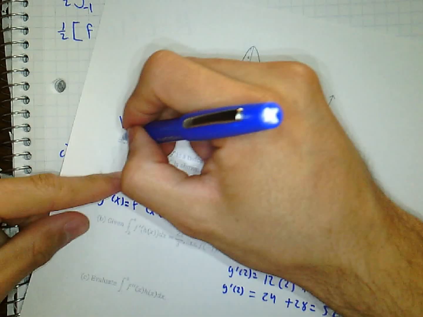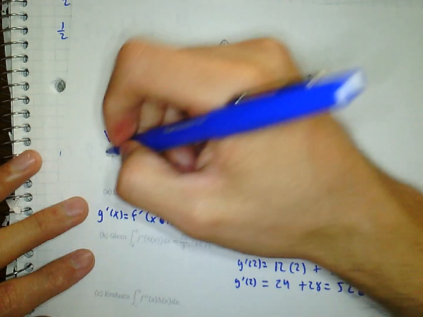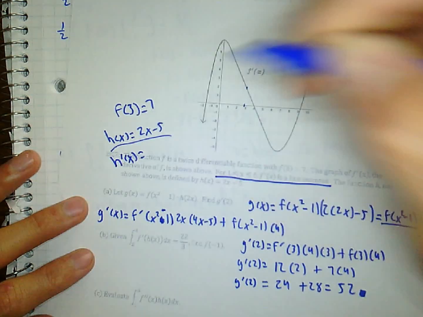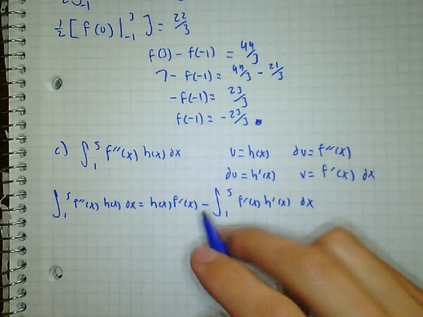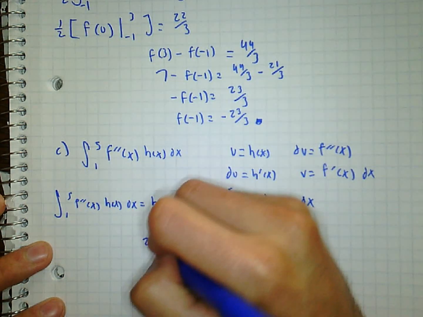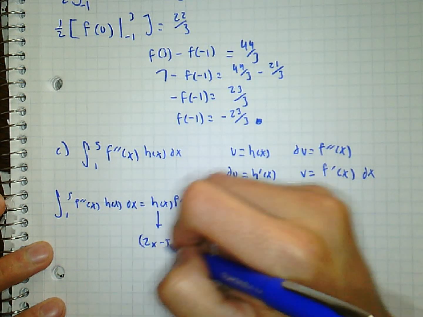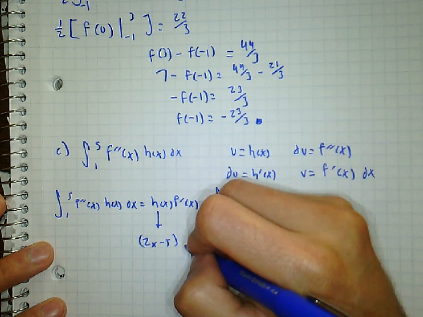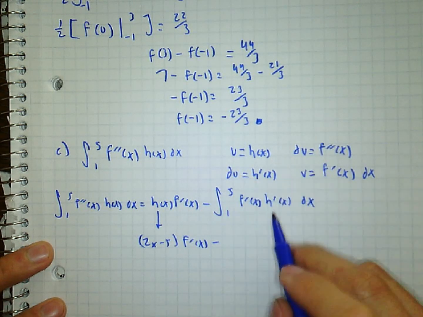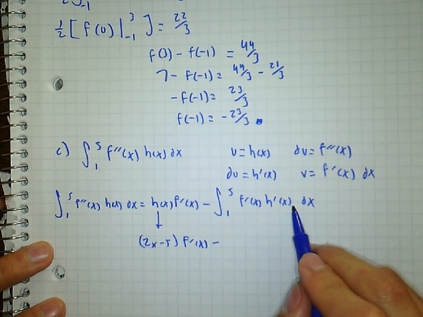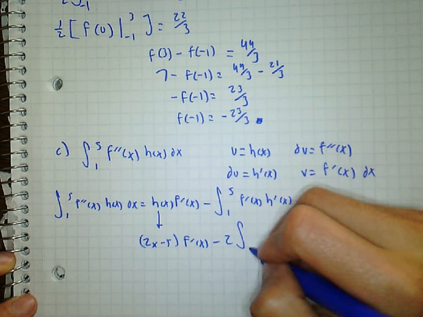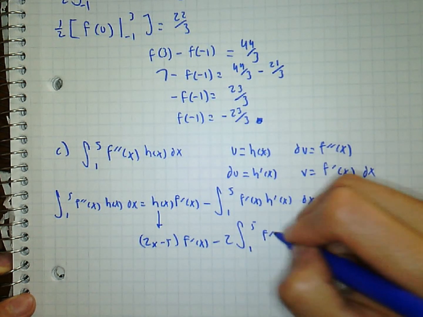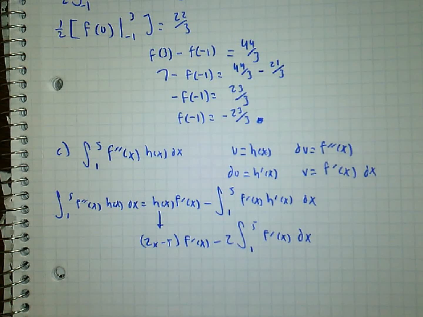h of x is 2x minus 5, which then at this point I can use to find h prime of x. So h prime of x would be 2, which helps us out a lot. So let's make those substitutions in. We know that h of x right here is going to be 2x minus 5 times f prime of x, minus h prime of x, which we just found out is 2, so I can pull that out, and that's going to give us 2 times the integral from 1 to 5 of f prime of x dx.